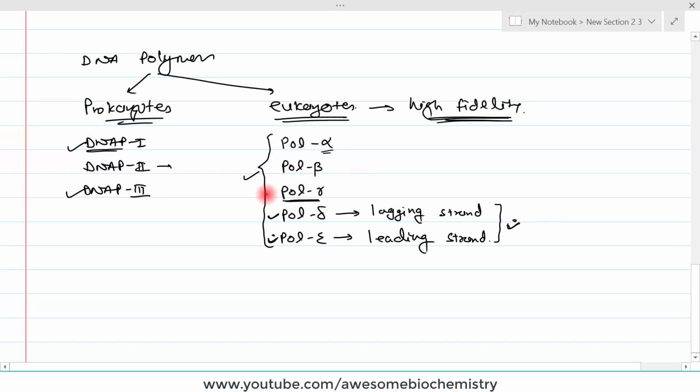Pol gamma is a little bit weird, or you can say it has a totally unique function: it is used for mitochondrial DNA replication. So Pol gamma is for the mitochondrial DNA replication. These three enzymes, which take part in the major portion of DNA replication, are equipped with proofreading action. So gamma, delta, and epsilon have proofreading action also.